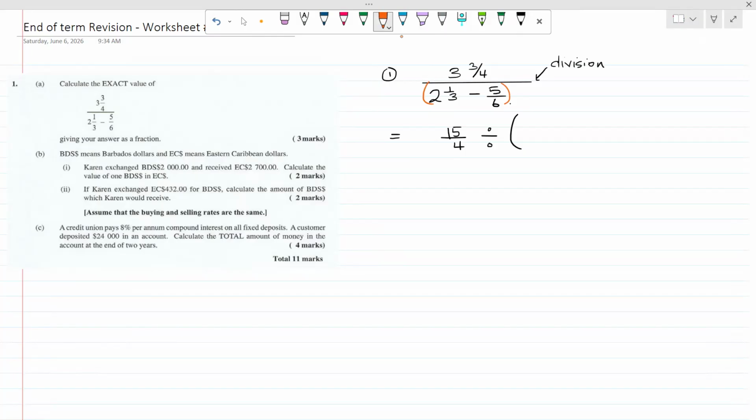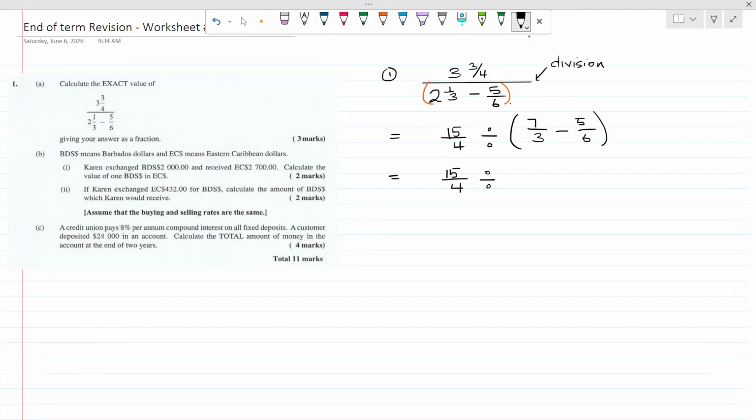We have to work this out to get our answer, and then we can divide the 15 over 4 by it. Right? So I'm going to put this in our bracket, and I'm also going to change these mixed numbers to improper fractions. So 2 by 3 will give me 6, plus 1 is 7 over 3. And we have 5 over 6, so I don't need to change anything there. Next line, I'm going to do 15 over 4. We could still use a division sign here for now, but I want to resolve this bracket.